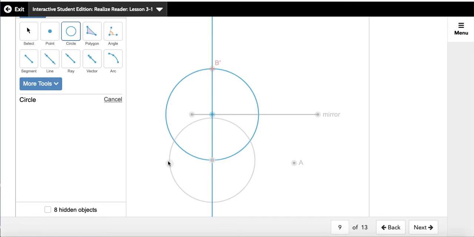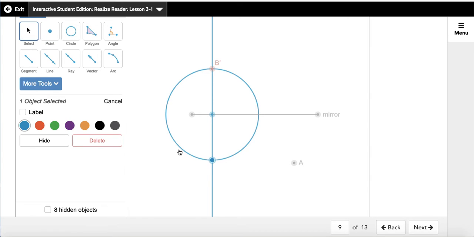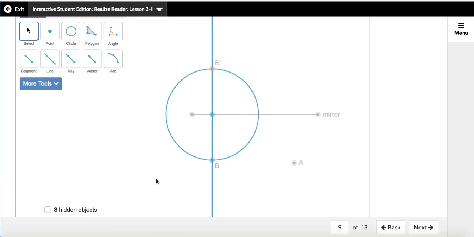Whoops, I didn't mean to do that. Let me bail. I wanted to label that as a point. I do want to label this point because if that's B prime, the reflection, this is going to be point B. So let me label that point. Point B. Very good.